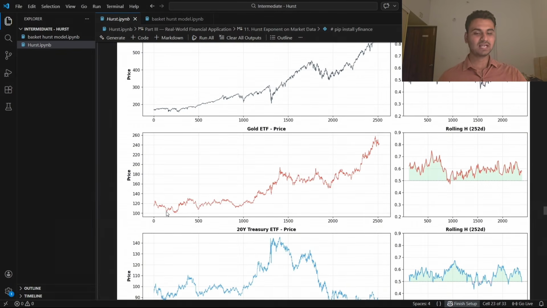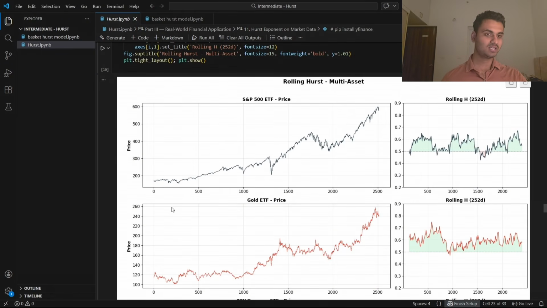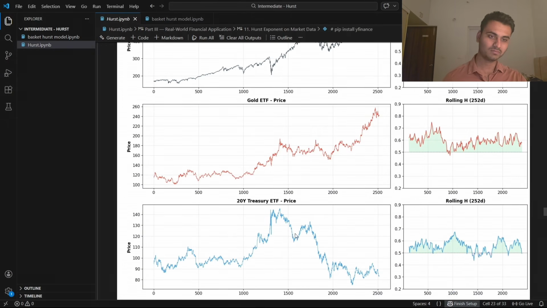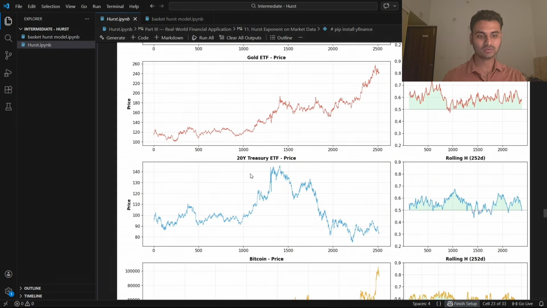So the multi-asset rolling Hurst, as you can see here, is a 252-day rolling Hurst, and it was mainly trend following. As you can see in gold as well, it was trend following, and the 20-year Treasury bond was also trend following. Bitcoin as well, trend following.